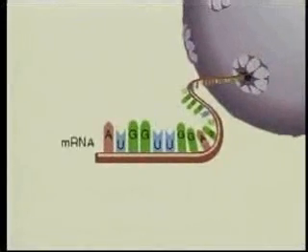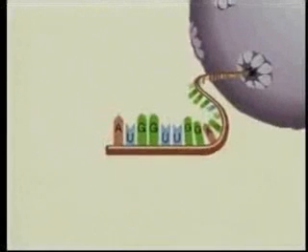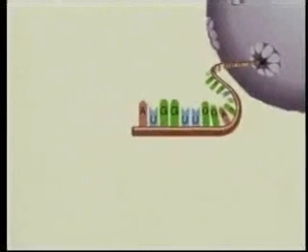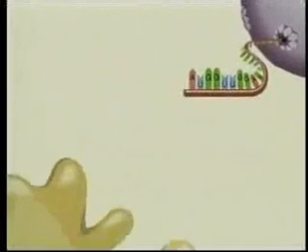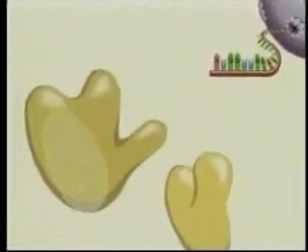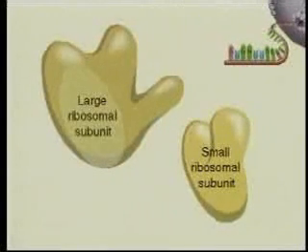mRNA leaves the nucleus through a nuclear pore after it is transcribed from DNA. The assembly of protein in the cytoplasm takes place on ribosomes. Ribosomes consist of two subunits, a small ribosomal subunit and a large ribosomal subunit.